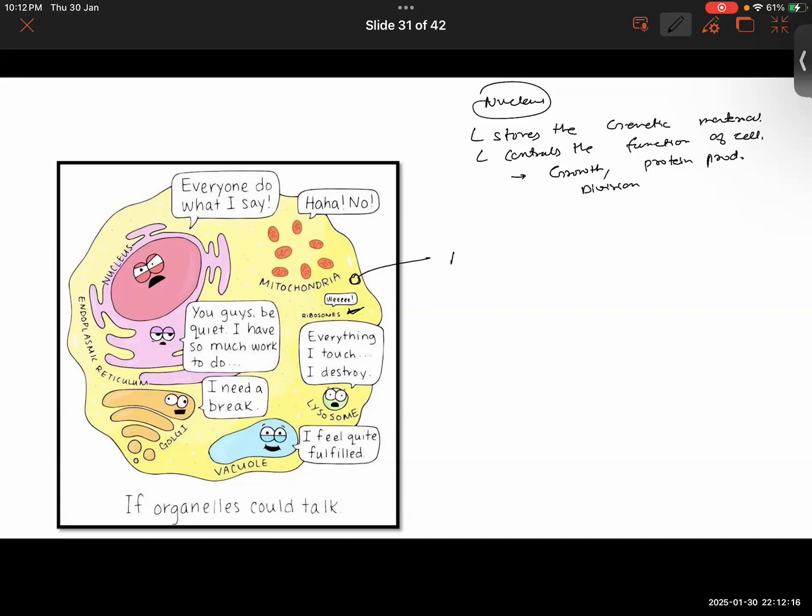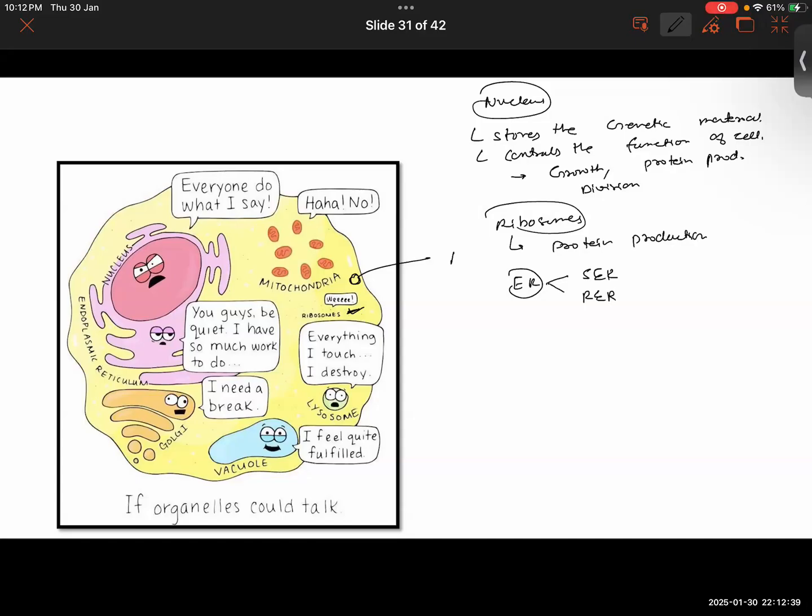Next, as for the ribosomes, their function is to produce protein. So protein production occurs over here. Then you have the endoplasmic reticulum. By the way, there are two types of endoplasmic reticulum. You have smooth endoplasmic reticulum and rough endoplasmic reticulum.